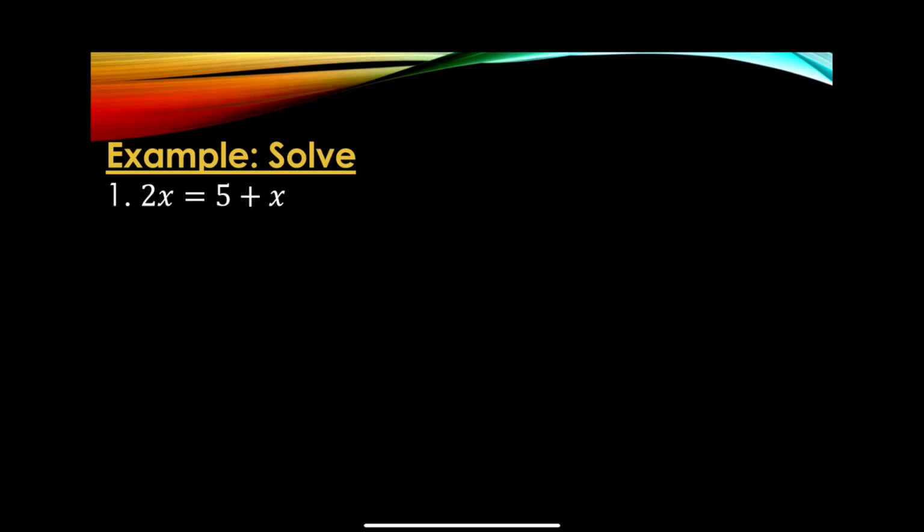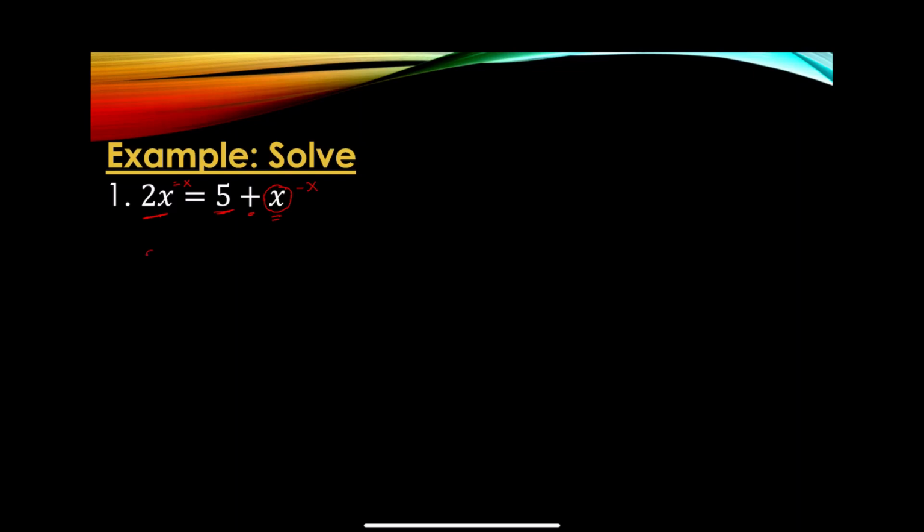So in this case, we have no problem with 2x, and we have no problem with 5. The only thing we have a problem with is x. So we need this x to be on the left side. In order to do that, we need to subtract x from both sides. So in order to get rid of this x, add negative x, because this is positive here, and add negative x here.